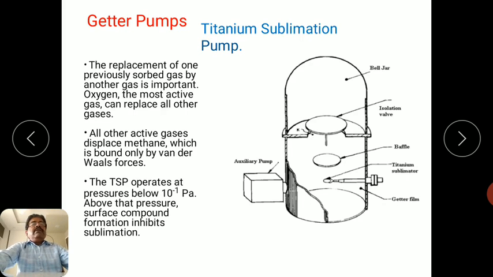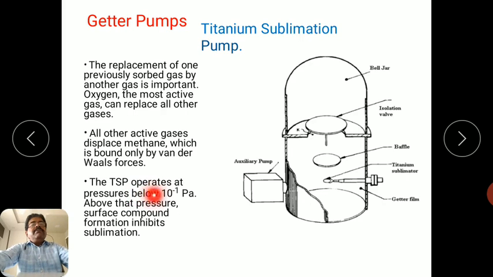There are certain molecules which are so inactive that any other gas molecule can replace them. For example, methane is that particular gas molecule, which is bound by very weak forces like van der Waals forces. Therefore, it can be replaced by all other active gases.